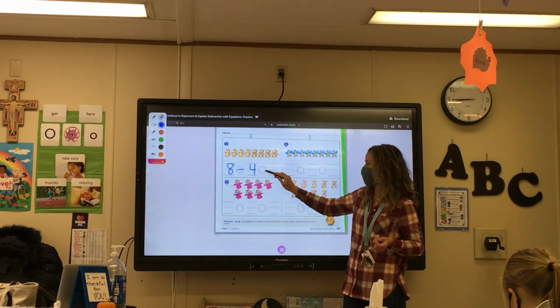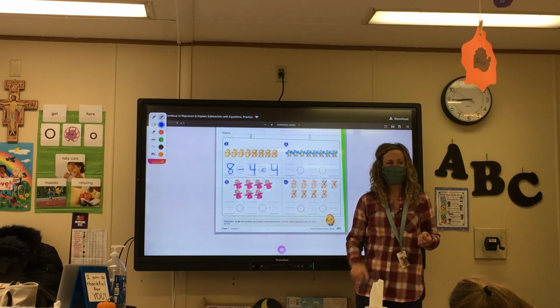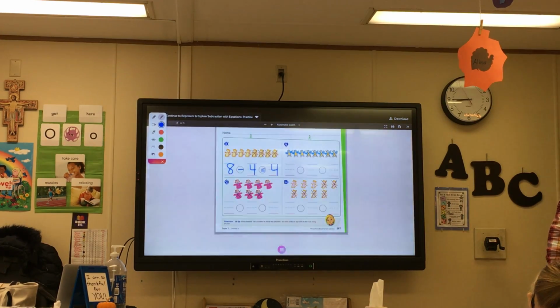Well, I'm missing some. Equals. And then equals what? 4. Very good. So 8 minus 4 equals 4. That's what we should have. That is correct. All right.